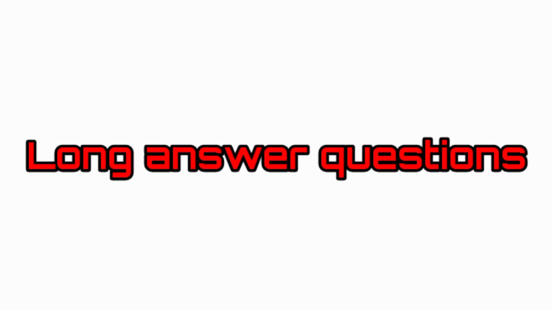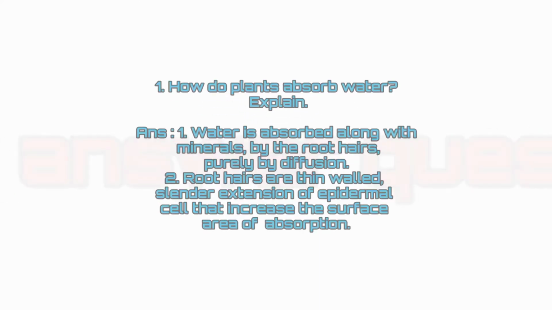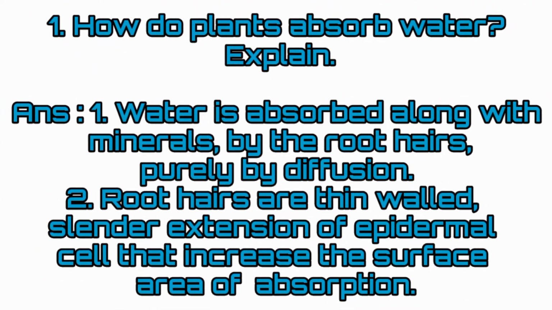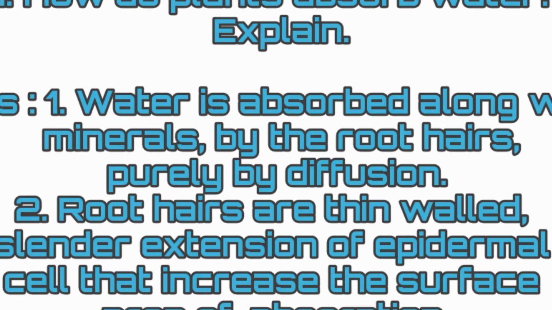Long answer questions. First question. How do plants absorb water? Explain. Water is absorbed along with minerals by the root hairs purely by diffusion. Root hairs are thin-walled, slender extensions of epidermal cells that increase the surface area of absorption.